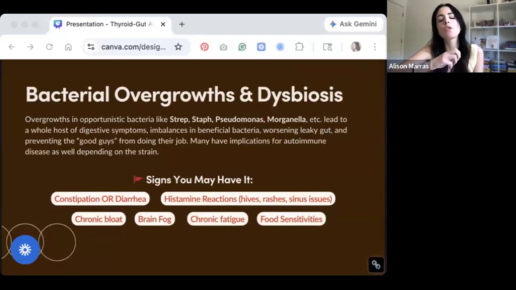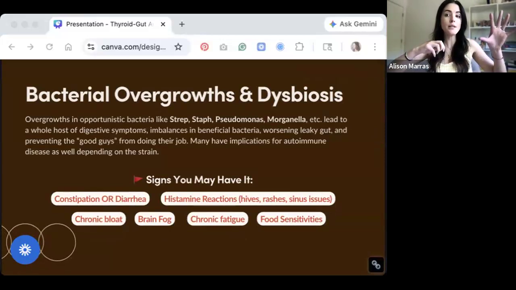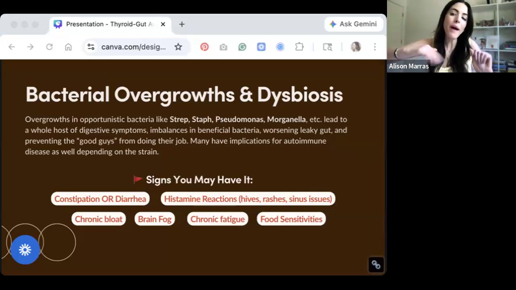Then we have bacterial overgrowth and dysbiosis, which I want to say we see in everybody. Regardless if any of these infections come back, we pretty much see this with anyone with autoimmune disease. And so this is really important to address. So think of it this way. You've got good guys and you've got not so good guys in the gut. In low amounts, they're probably not bothering. They have some kind of purpose and it's okay, right?